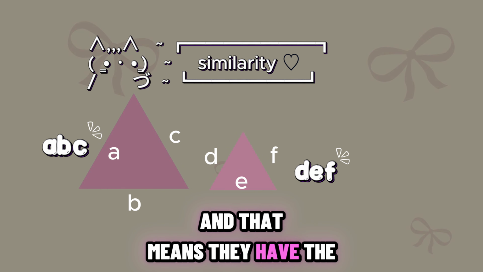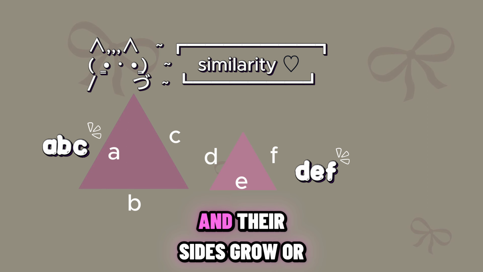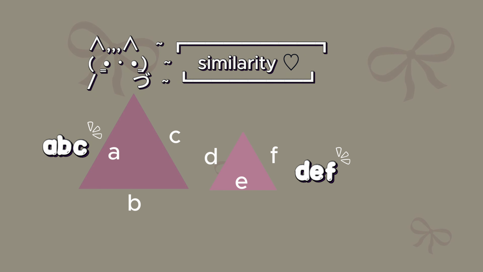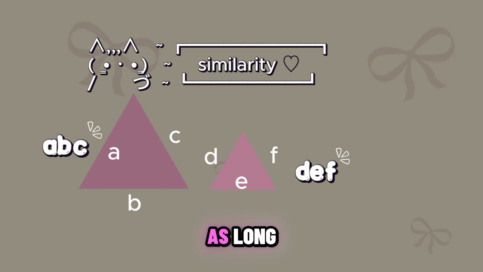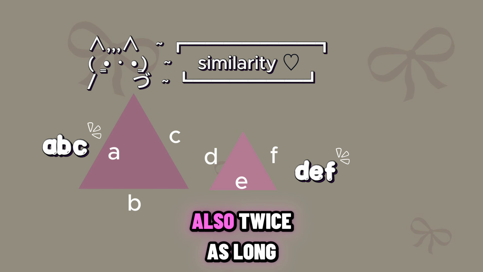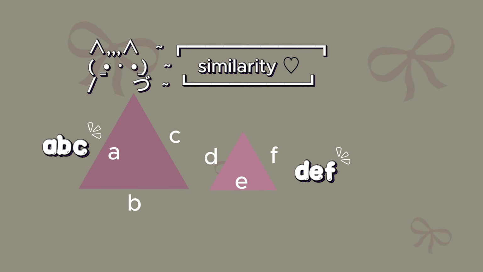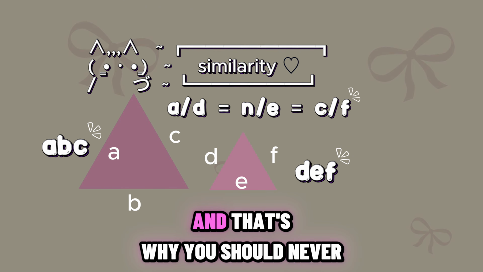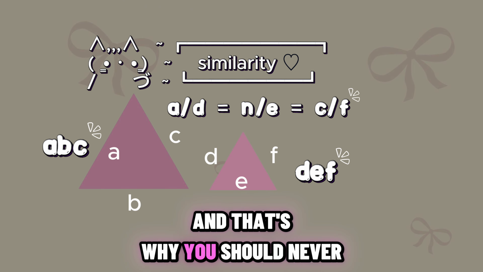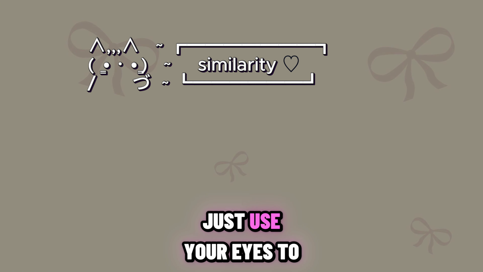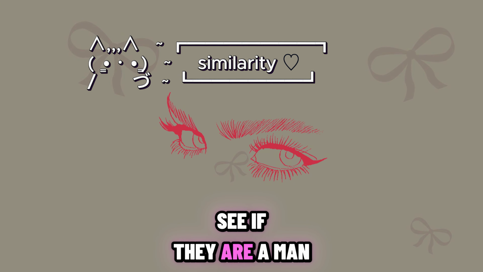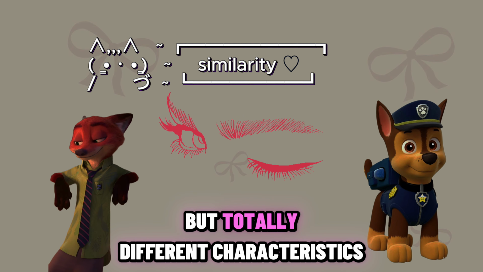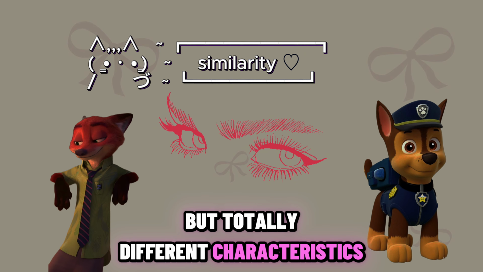And that means they have the same angles and their sides grow or shrink in the same proportion. So if one side is twice as long, all the other sides are also twice as long. That's why we write this. And that's why you should never just use your eyes to see if they are a man or not. They can look the same, but totally different characteristics.